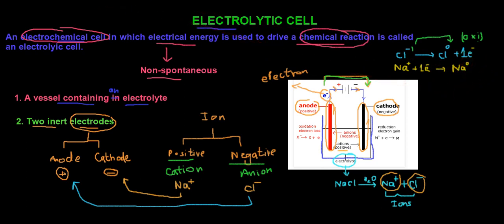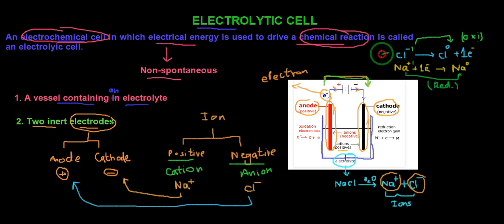Now it is being converted into a sodium atom. Sodium is moving from +1 to 0. What does this mean? It means its oxidation number is decreasing, and a decrease in oxidation state or number is known as reduction. So it means sodium is being reduced.